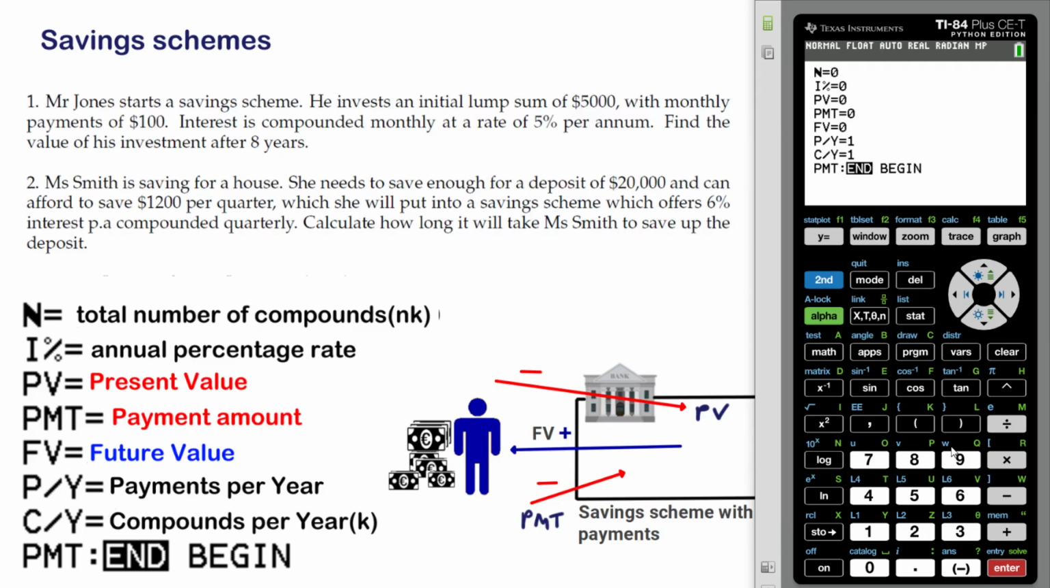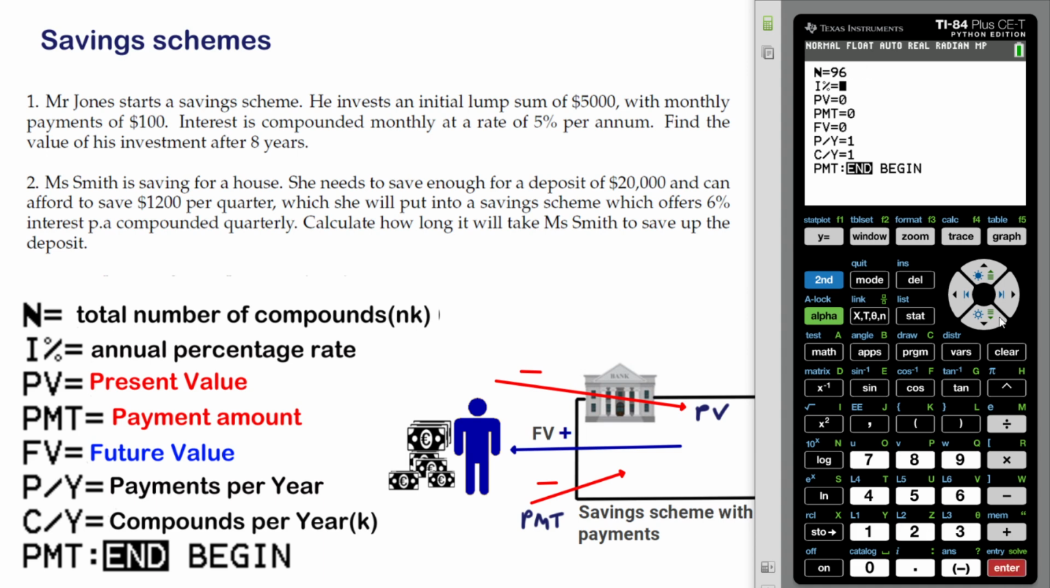Mr. Jones starts a savings scheme. He invests an initial lump sum of $5,000 with monthly payments of $100. Interest is compounded monthly at a rate of 5% per annum. Find the value of the investment after 8 years. So let's start from the top. We know it's 8 years and it's compounded monthly. So this is going to be 8 times 12 is the total number of payments.